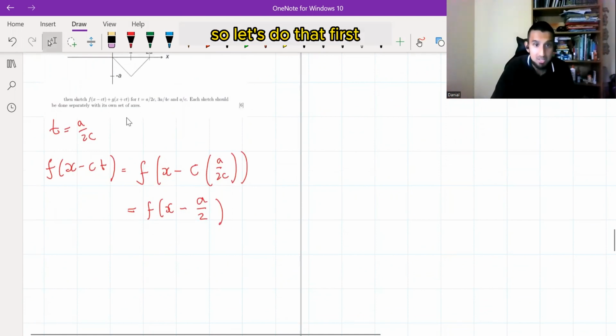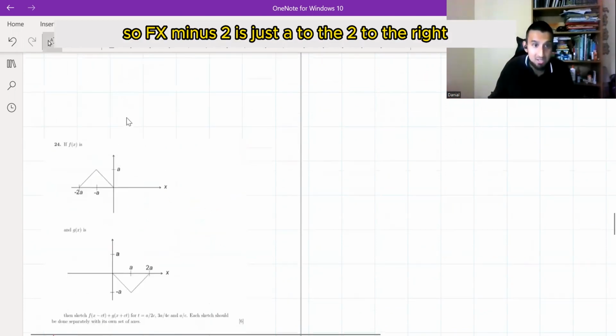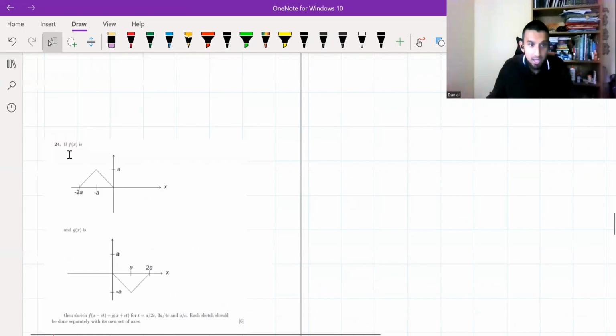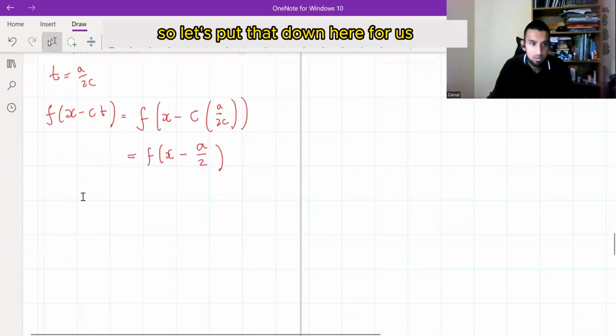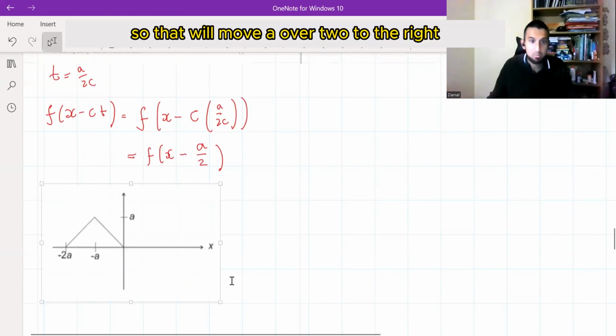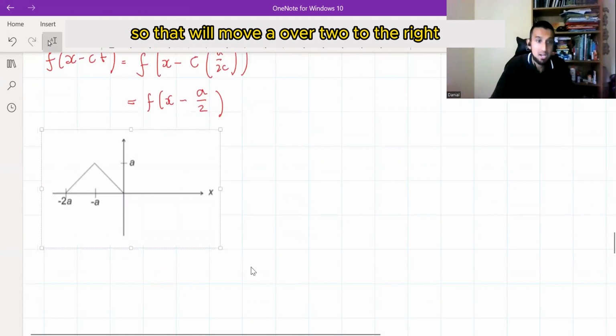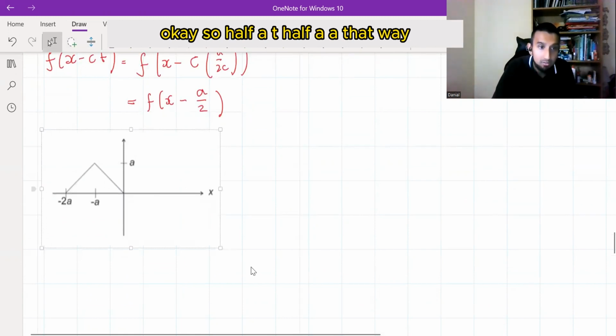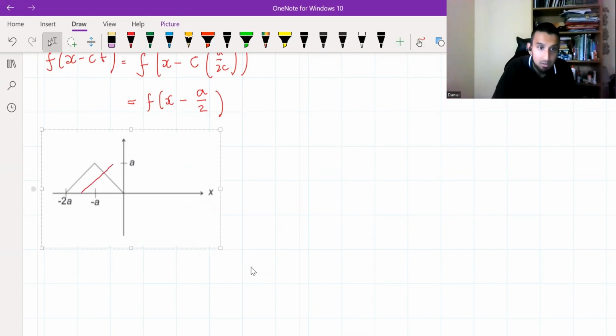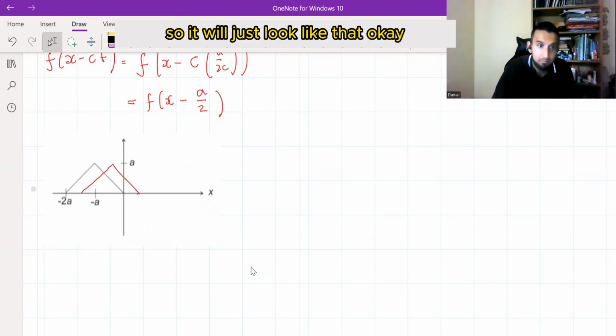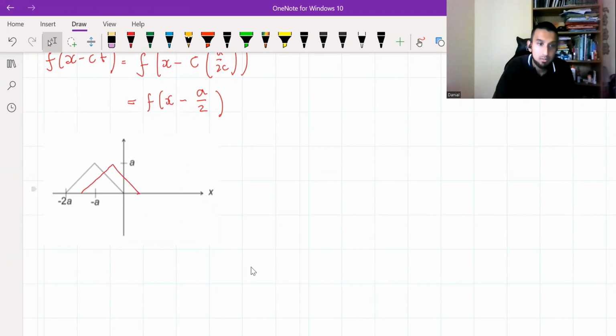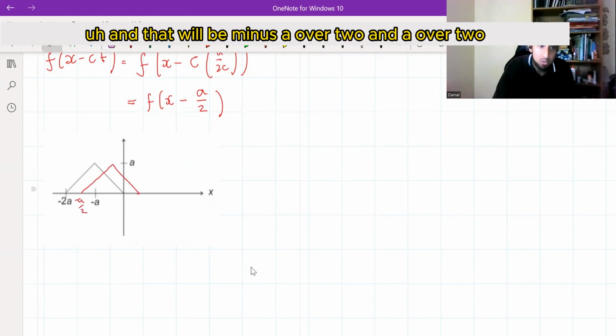So let's do that first. So f(x minus a over 2) is just a over 2 to the right. So let's put that down here for us. So that will move a over 2 to the right, okay? So half a that way. So it will just look like that, okay? And that will be minus a over 2 and a over 2.